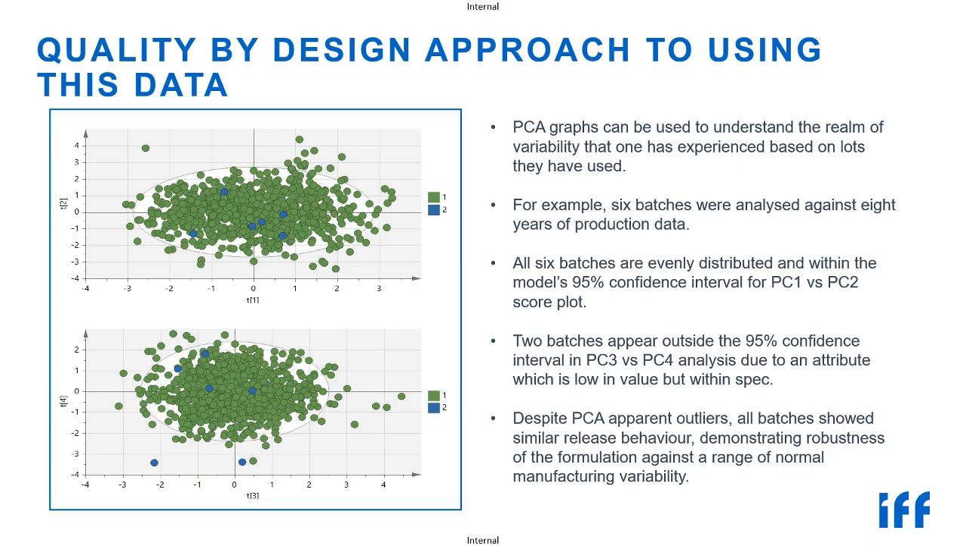The first chart on the left side shows the PC1 versus PC2 score plot, and we notice that all 6 batches are evenly distributed, and they are within the model's 95% confidence interval. If you move to the PC3 versus PC4 analysis, which is on the bottom left corner, we observe that there are 2 batches which appear outside the 95% confidence interval due to an attribute which is low in value but within specification.